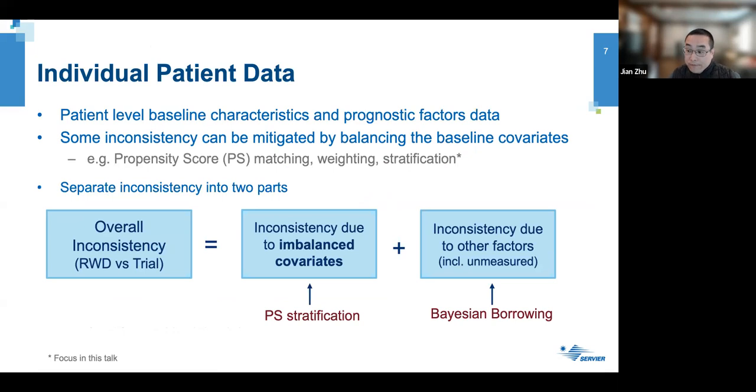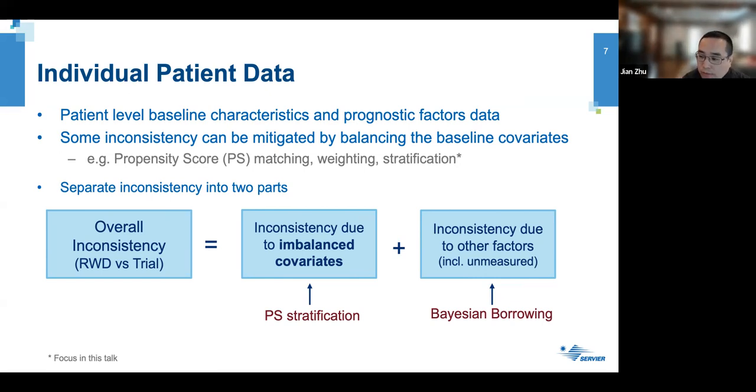But recently, during the past 10 years, we have seen many databases, either public or commercial databases, which can offer a wide range of individual patient level data. And these data not only offer the outcome, they also provide a very rich set of patient level baseline characteristics and also the important prognostic factors.